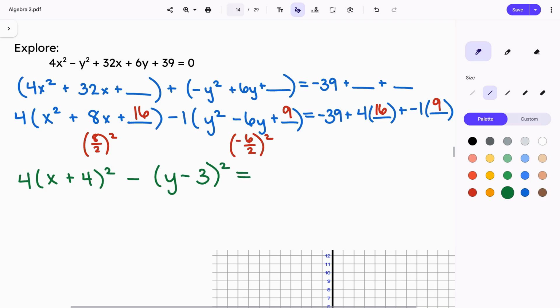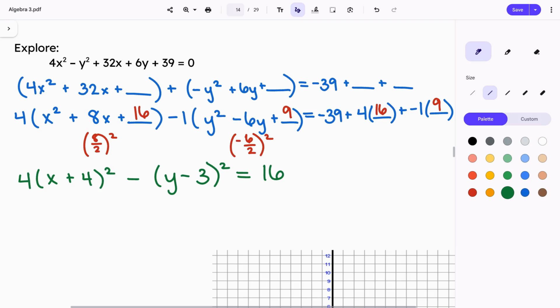Okay, we're getting closer. Now over on the other side, let's simplify all of that. There's a lot of numbers happening there. You've got -39 plus 4 times a 16, and then you got a -1 times 9. What does that all come out to be? What did you get, Daisy? 16. It is 16.